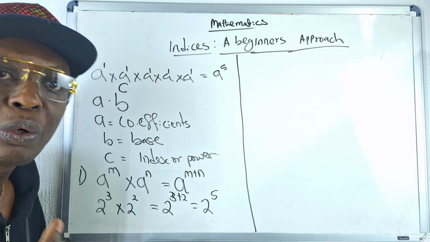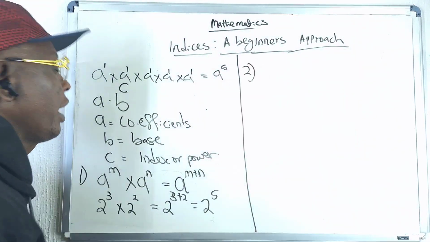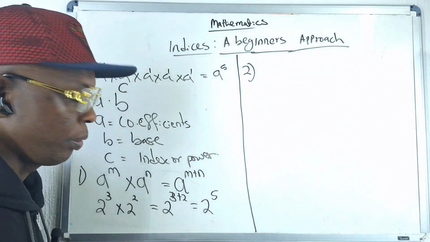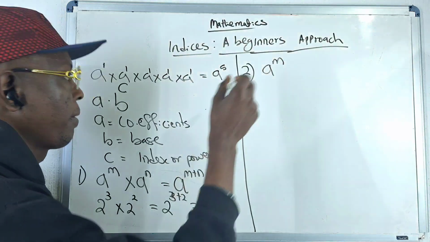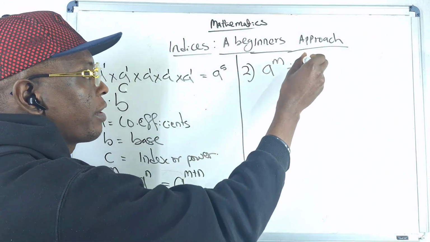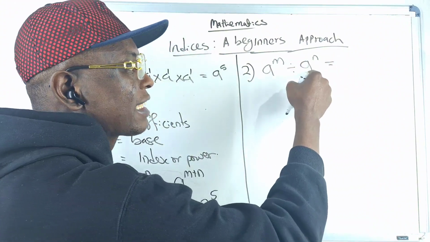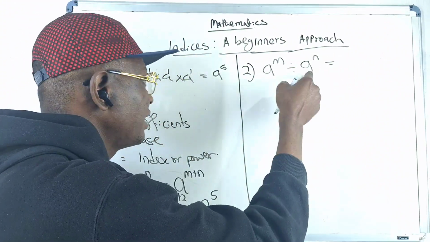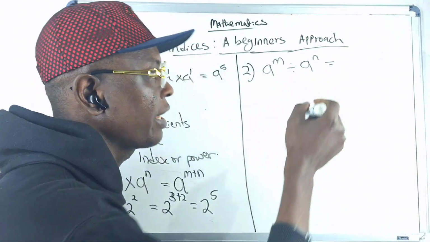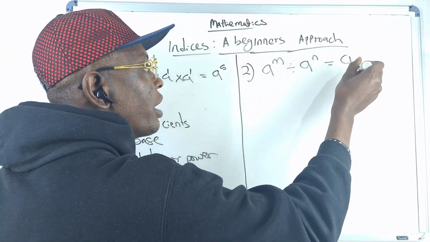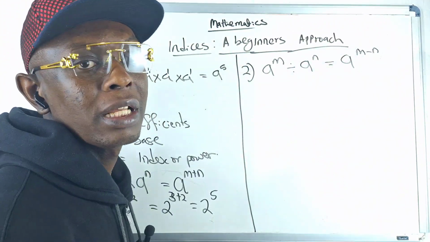Now, the second rule is the division rule. The division rule states that when you have A raised to power m divided by A raised to power n, it is the same, since the bases are the same, as A raised to power m minus n, as simple as ABC. Remember this, the bases must be the same. If the bases are not the same, this rule does not apply.